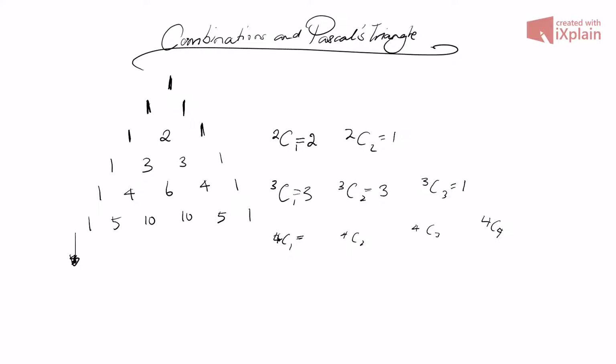1 from 4 is 4. 2 from 4 is 6. 3 from 4 is 4. And 4 from 4 is 1. So, can you spot the pattern? 2, 1, 3.